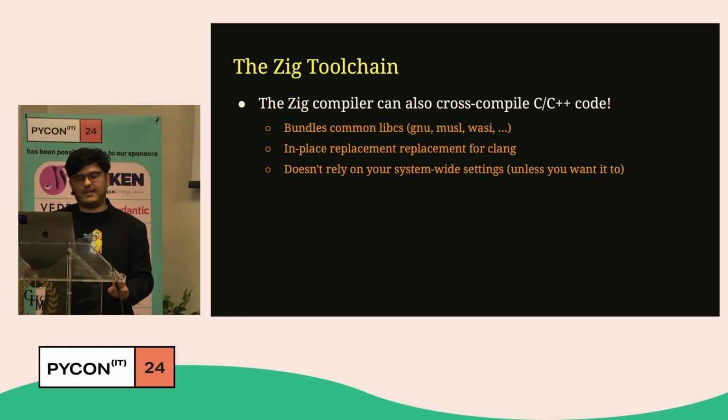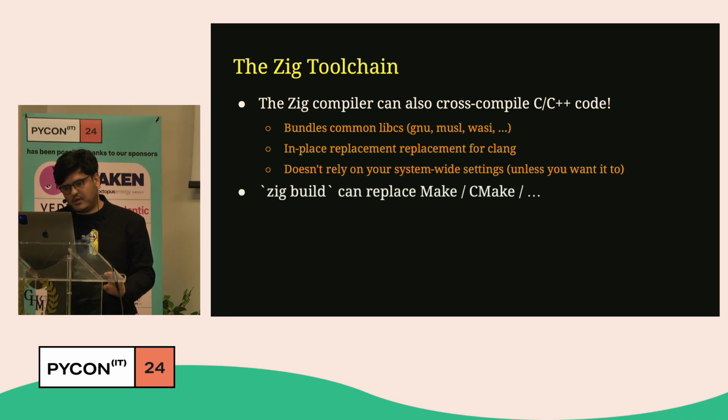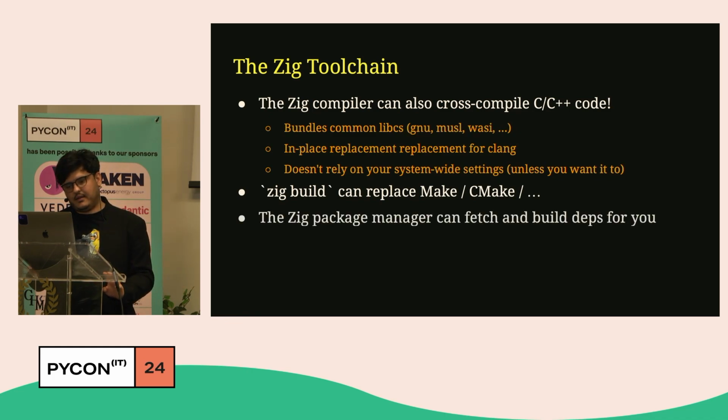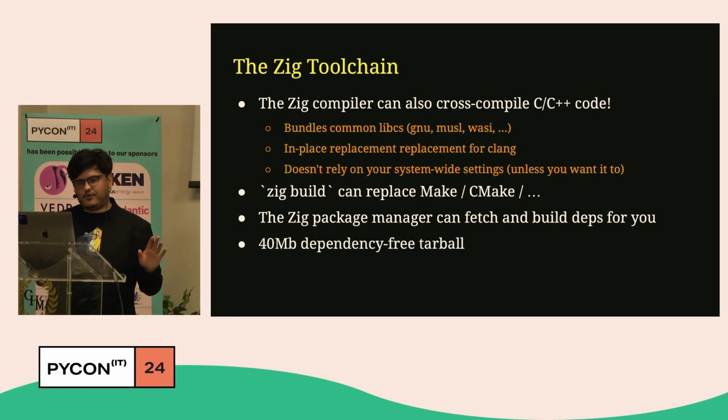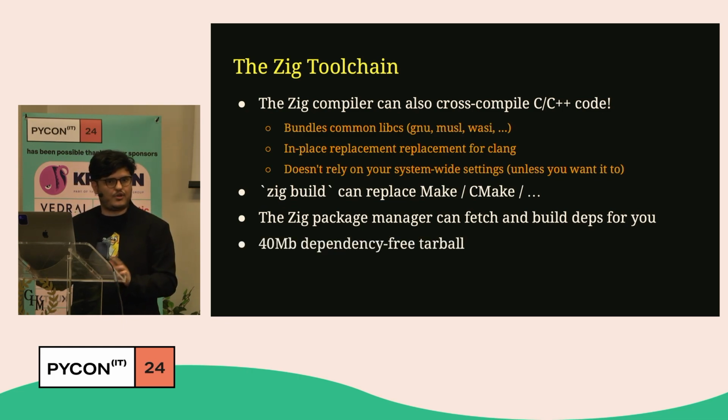Another important thing is that Zig doesn't rely on system-wide settings unless you want it to. So you can create builds that are consistent and reproducible, and not, oh, it only builds on my machine anymore. Also, Zig has a build subcommand, zig build, which is a build system that can replace make and cmake, so you can also get rid of those dependencies. And it can also download dependencies. So the package manager can fetch and build dependencies for you. And this is all in a 40 megabyte dependency-free tarball. And it actually works. It's still work in progress. We are not v1.0. The language is still very in flux, but the toolchain is very solid.